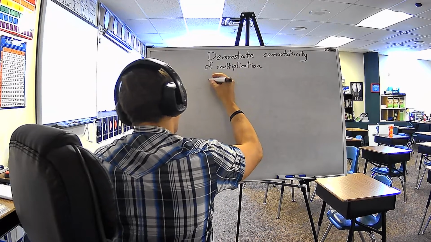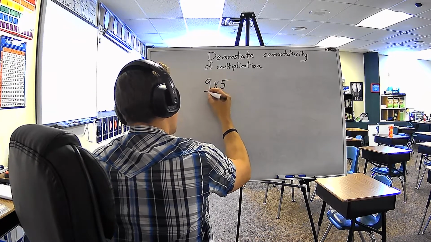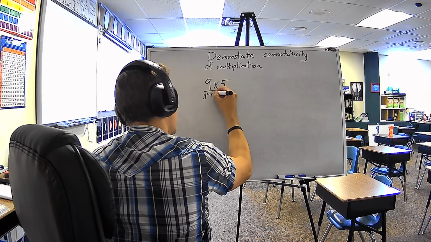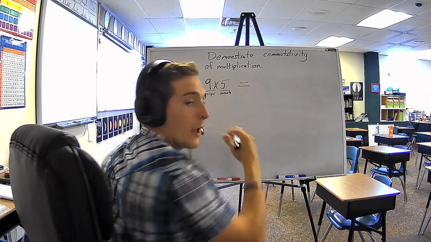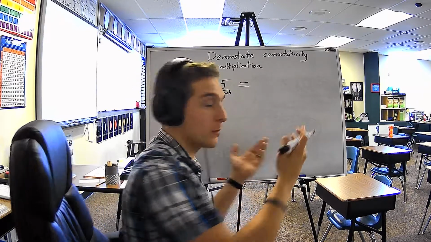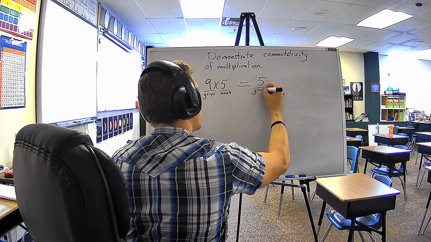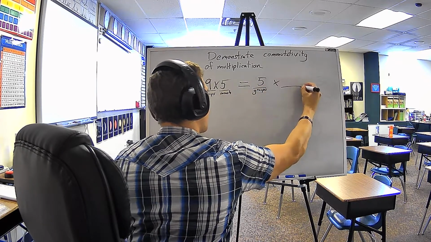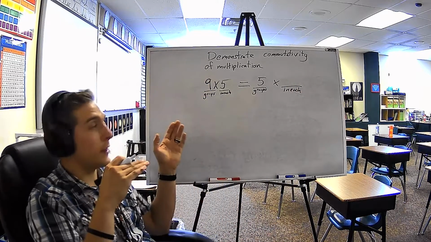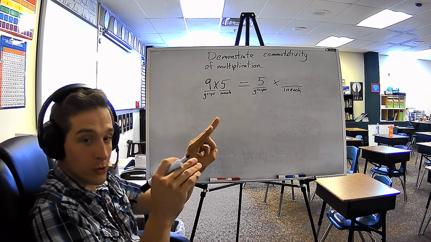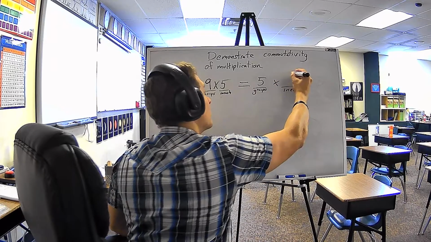An example of that would be if I were to write up 9 times 5. Remember, the 9 is how many groups, and the 5 is how many in each group. We can say that it equals a very similar sentence, and I could write this up as 5, meaning the groups, times something, which means in each group. For this example, you should be able to recognize that 9 times 5 is equal to those two numbers swapped. So 9 times 5 is equal to 5 times 9.